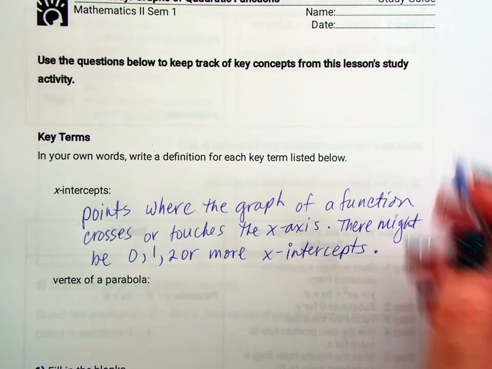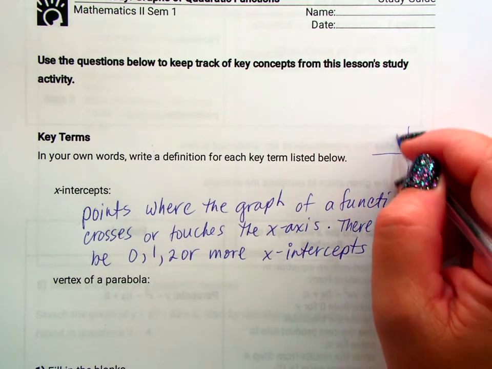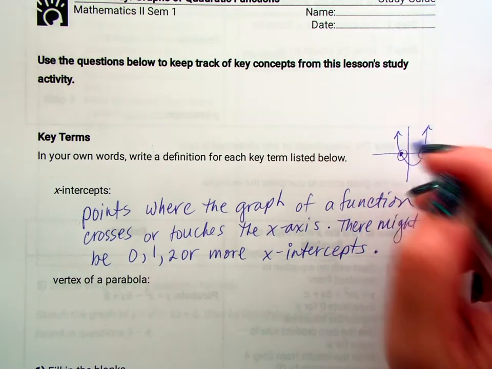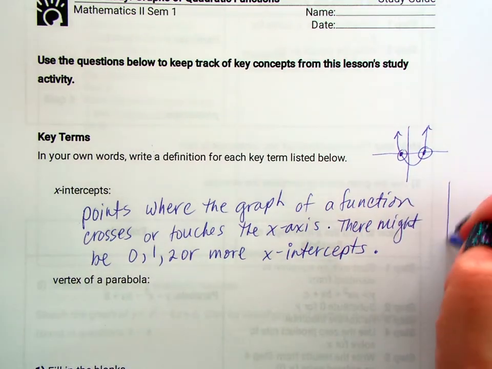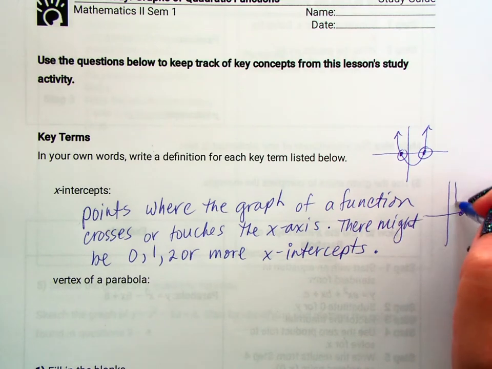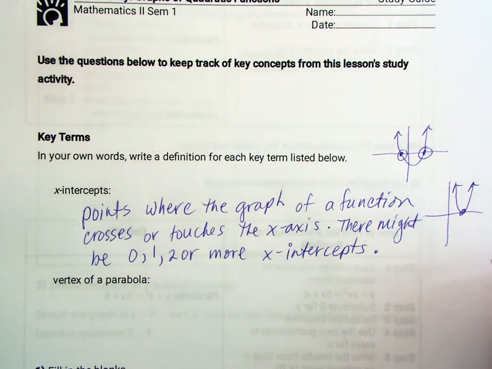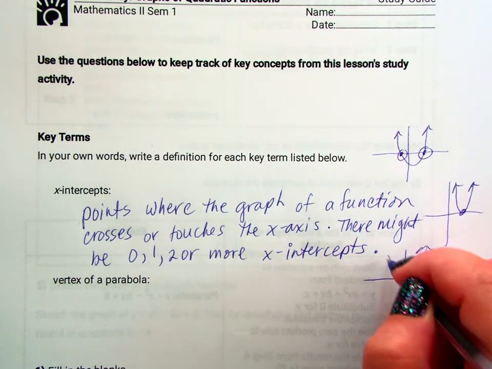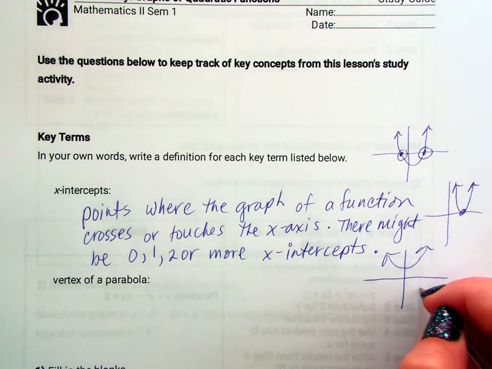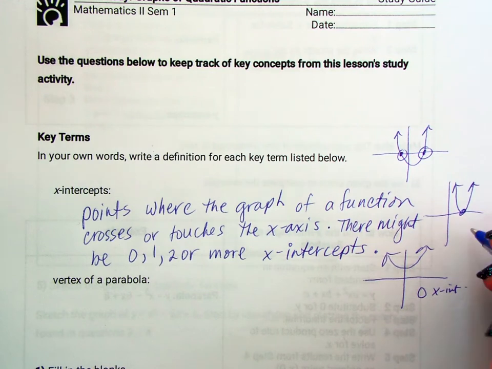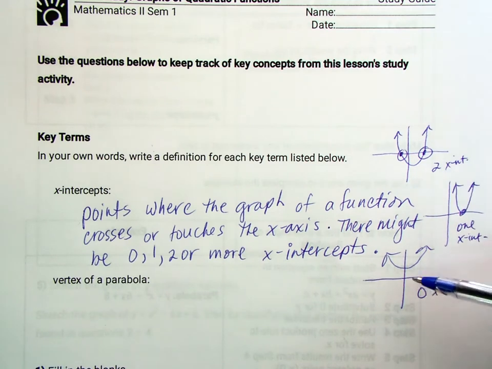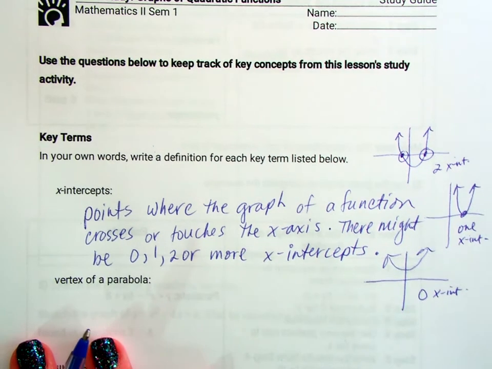What have most of our graphs had so far? Mostly our graphs have had 2 x-intercepts, right? Sometimes we had a graph that had 1 x-intercept, and sometimes, when we just started talking about imaginary numbers, we had a graph that had 0 x-intercepts. And next year in Math 3, you're going to have graphs that have 3 x-intercepts and more.